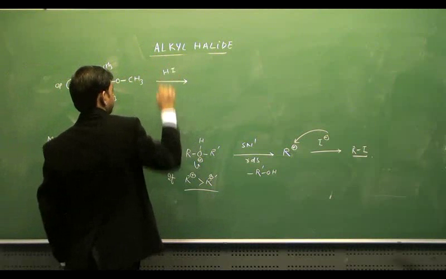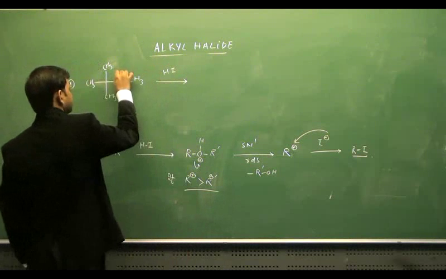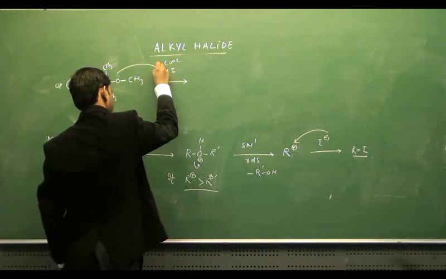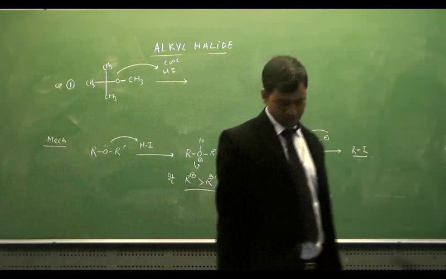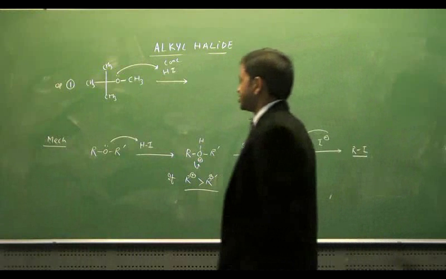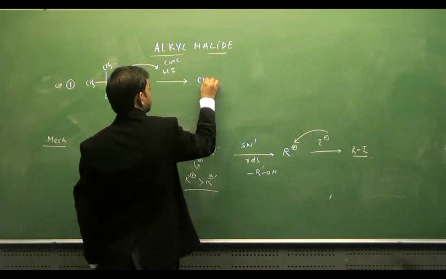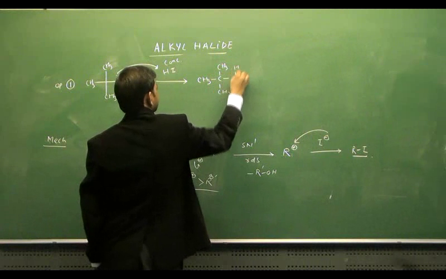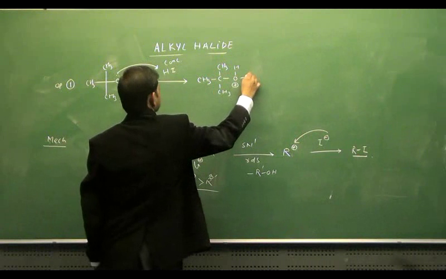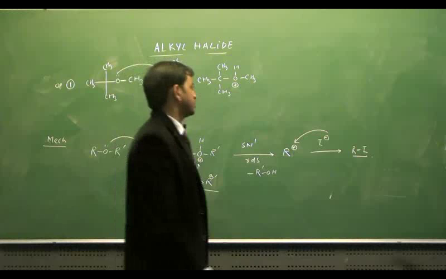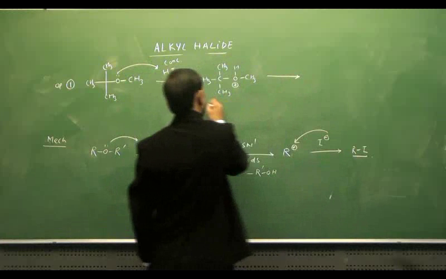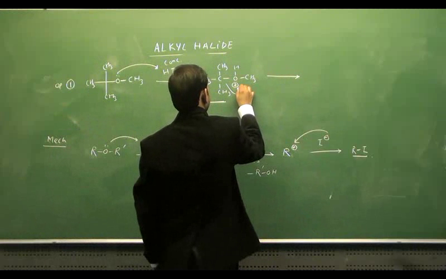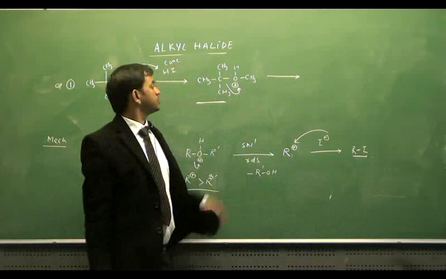Reaction with HI, concentrate HI. Cold and concentrate. If nothing is given, it is also self-assumed that HI is cold and concentrate. Now, because this is a 3 degree alkyl which can give the stable carbocation, it breaks in such a manner so as to form the more stable carbocation.